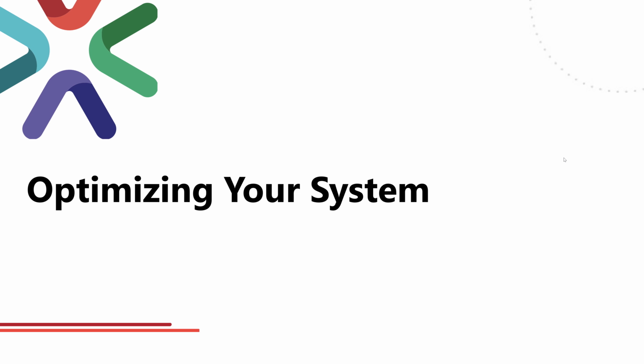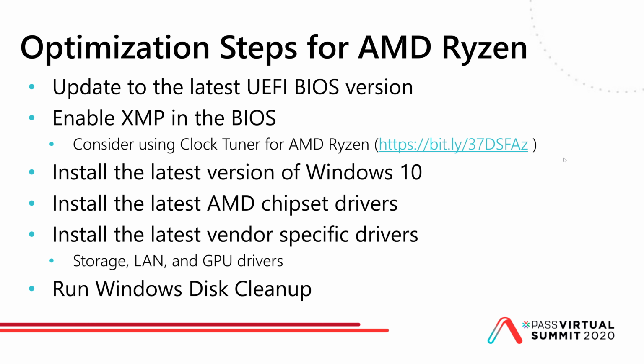Some of them are hardware and some of them are software related. So let's just go ahead and start talking about that. Some steps that you want to do for an AMD Ryzen system. It's very important that you update to the latest BIOS version for your motherboard.